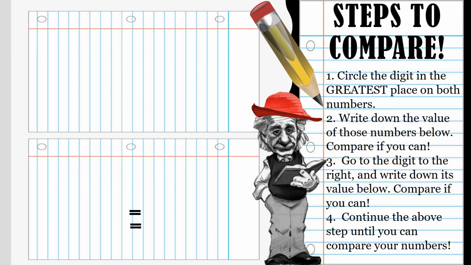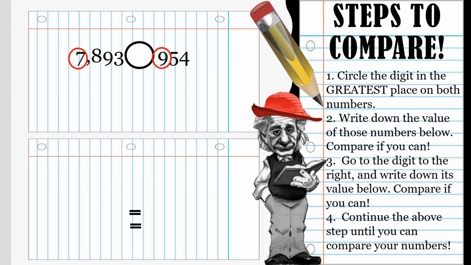I love using steps to compare. Let me read the steps and then we'll break it down. The first thing you want to do when you compare numbers is circle the digit in the greatest place on both numbers. Let's take a look at an example so we can see if we can apply it here. Here we see 7,893 compared to 954. Well, the first step is to circle the digit in the greatest place on both numbers. For this one it's the 7, and here it's the 9.